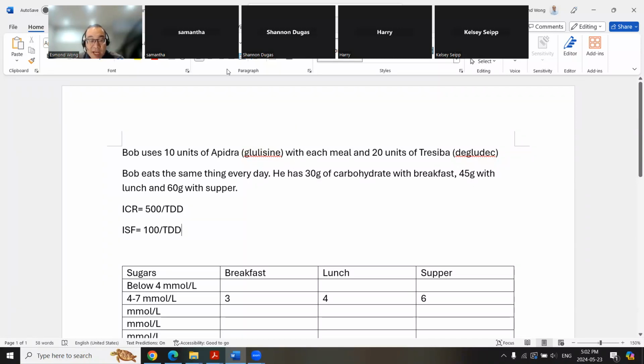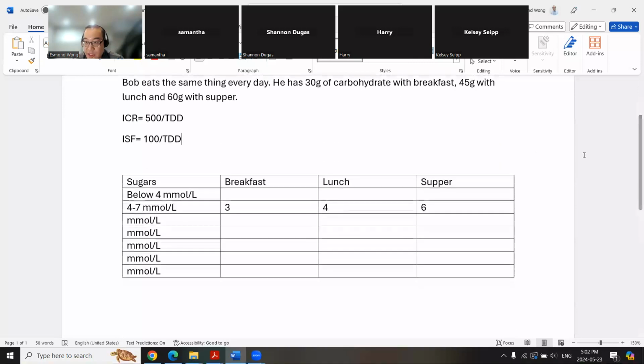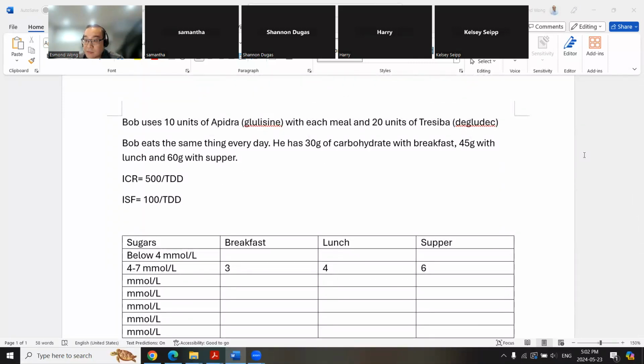I have an insulin calculation cheat sheet, which you can take a look at. But let's do some calculations here. I did some previous calculations. So if you look at Bob's total daily dose, he's taking 10 with each meal, so that's 30, plus 20 from the Tresiba, so his total daily dose is actually 50.